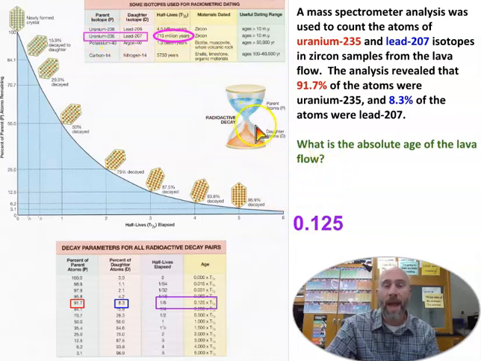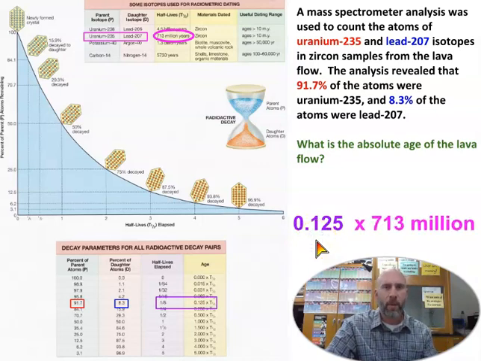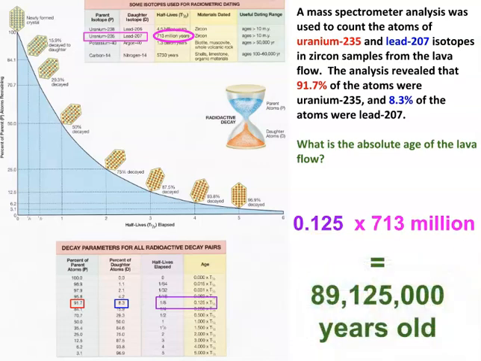Okay, that's one half-life. But we just said we're not using a full half-life. We're only using an eighth of a half-life, 0.125. So you just take 0.125 and multiply it by whatever the half-life is, and that tells you the age of the rock material. When we do that, that gives us an age of 89,125,000 years old.